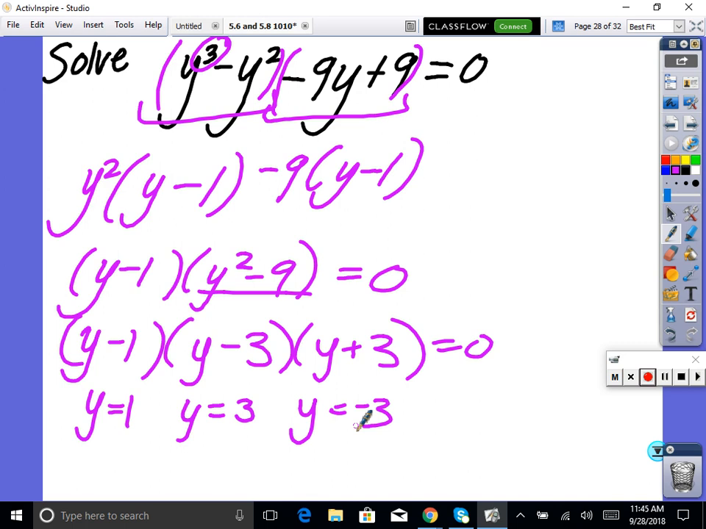Are we good? We're solving by factoring, right? This is factor, we would stop here. We're using the method of factoring to solve. That's what we've been doing in this lesson. Solving by factoring. We factor it, then we set our factors equal to 0. Yes?